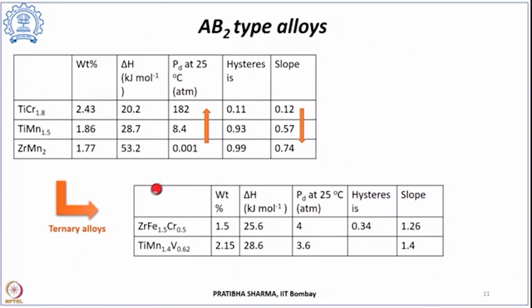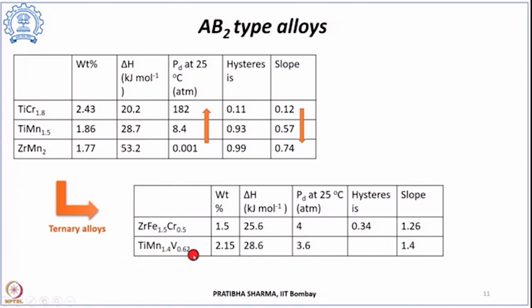Now, multi-component systems can also be seen, like the ternary compound ZrFe1.5Cr0.5, which gives a capacity of 1.5 weight percent, a delta H value of 25.6, a desorption pressure of 4 atmosphere, a hysteresis of 0.34 and a slope of 1.26.